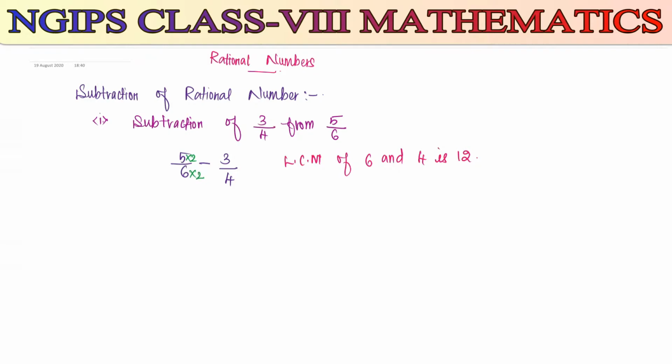Here we have the denominator 4. So I need to multiply both numerator and denominator by 3. So 3 into 3, 4 into 3. Further, if we simplify this, we will get 5 2s are 10 divided by 6 2s are 12, minus 3 3s are 9 divided by 4 3s are 12. Now the denominators are same, we can write only once, it is 12. We just need to simplify the numerators. Directly 10 minus 9 we will get 1 divided by 12. So 1 divided by 12 is the final answer.